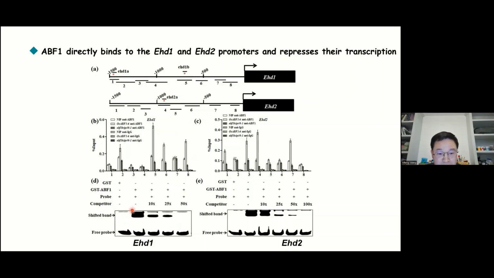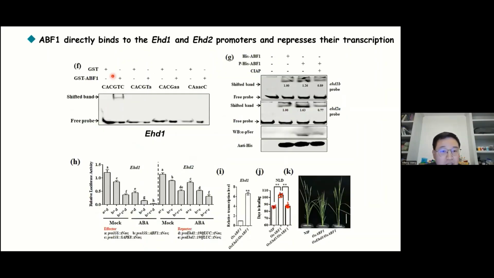And the EMSA assay also confirms the direct binding between ABF1 and HD1 and HD2. And we further determined the specific binding site of HD1 with ABF1. We can see when we mutate the binding sites, the binding disappeared. So it is the specific binding site.